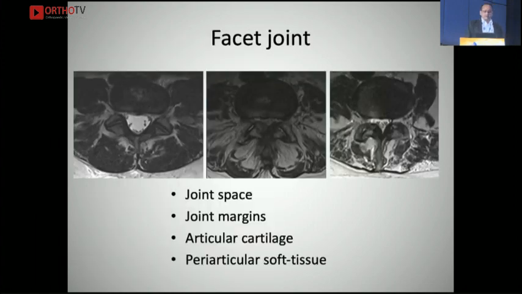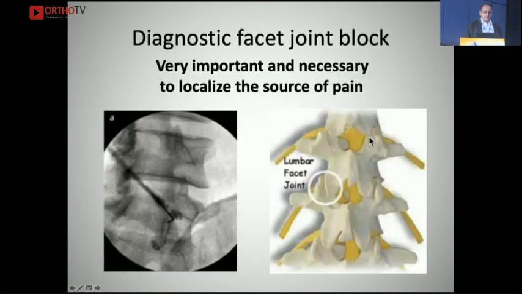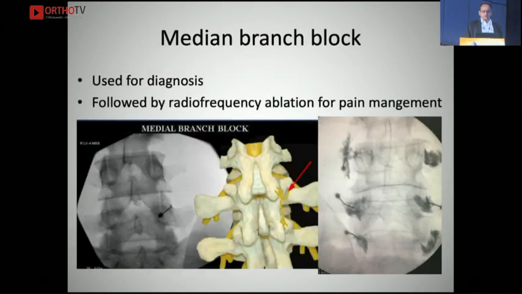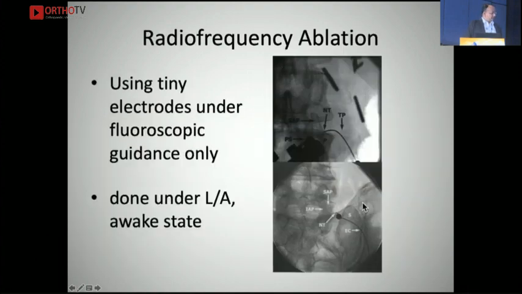Then coming to the facet joint, it is not only about the joint space, it's about cartilage, subchondral cyst, collapse, marginal lipping, and complete loss of articular surface, which gives pain. We can give a diagnostic facet joint block, and it is very important to localize the source of pain. We can use median branch block, multiple median branch blocks, and if we are able to confirm, then we can go for radiofrequency ablation of the median branch.